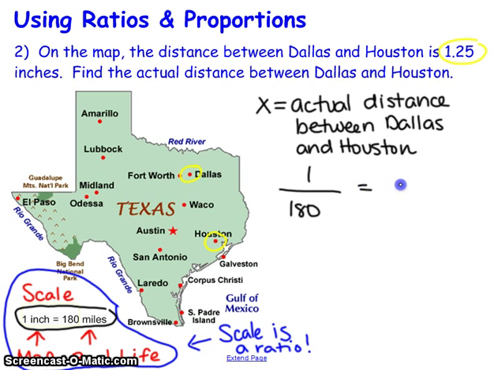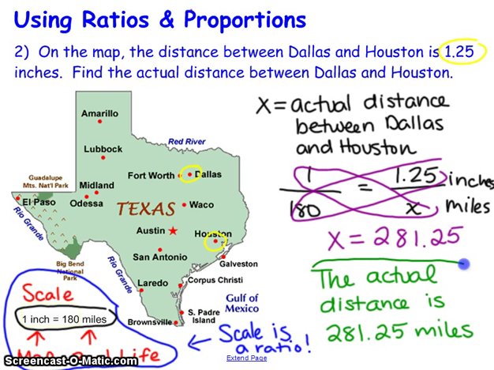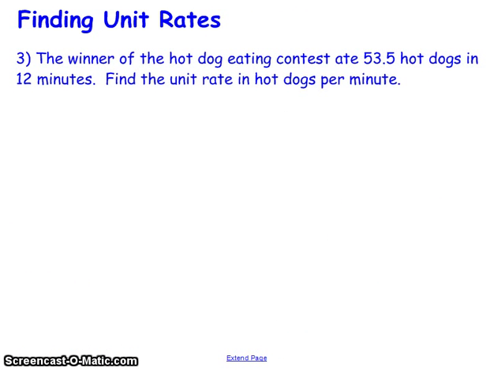And we need to set that equal to another ratio of inches to miles. So what we know is that on the map, Dallas and Houston are 1.25 inches apart, and what we don't know is the actual distance in miles in real life. So 1 over 180 equals 1.25 over x. Now we cross multiply, and you get x equals 281.25. So our final answer is the actual distance is 281.25 miles.